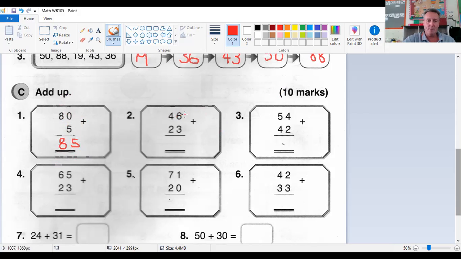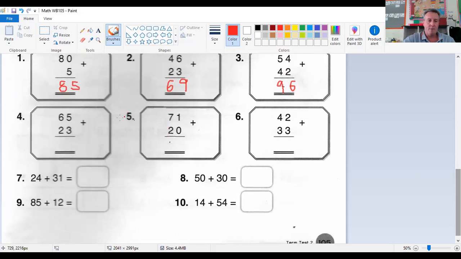I'll go through these quickly now. 6 and 3 is 9. 4 and 2 is 6. 69. 4 and 2 is 6. 5 and 4 is 9. 96. 5 and 3 is 8. 6 and 2 is 8. The number is 88.